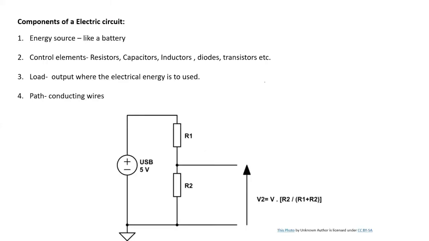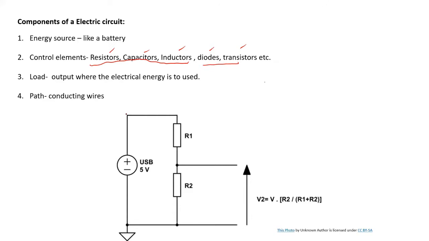Then we discussed the different components of an electric circuit. There are basically four components. First one is the energy source. We have batteries, which are voltage sources, and there are also some current sources. Then we have control elements like resistors, capacitors, inductors, diodes, and transistors. We already discussed that the first three are passive components and the others are active components.